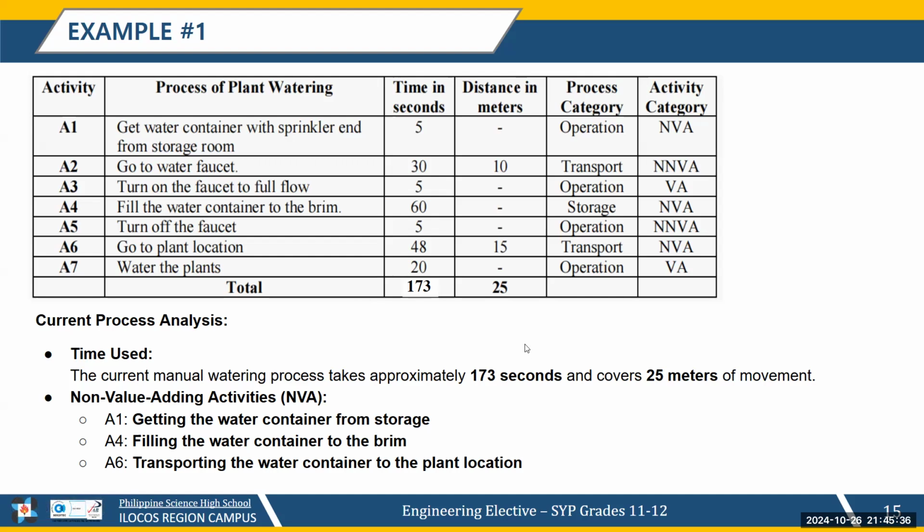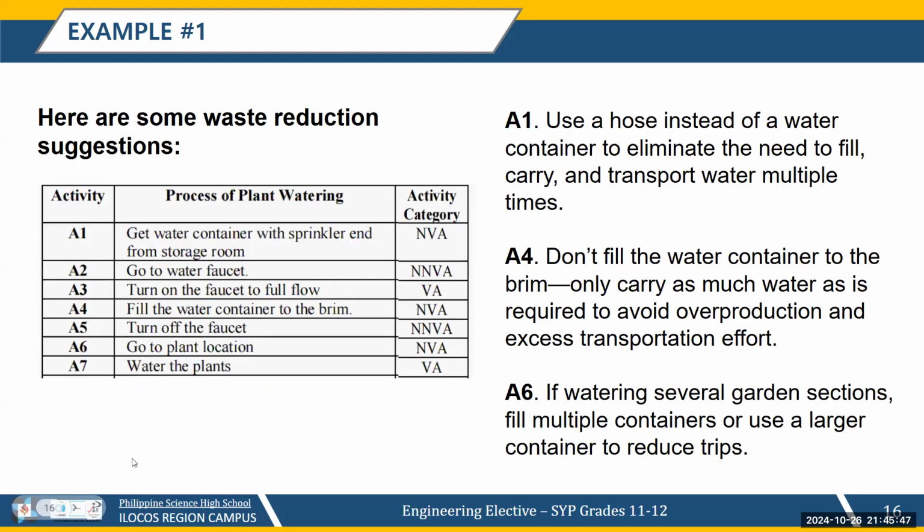So next step, ang goal natin is to decide kung ano yung gagawin natin dito sa A1, dito sa A4, and dito sa A6. So here are some waste reduction suggestions. So for A1, instead of getting a container with sprinkler end, why not get a hose instead? Kasi kung meron kang hose, hindi mo na gagawin yung A4 kasi nga wala ka ng container. So hindi mo na kailangang maghintay para mapuno pa yung container na yon.